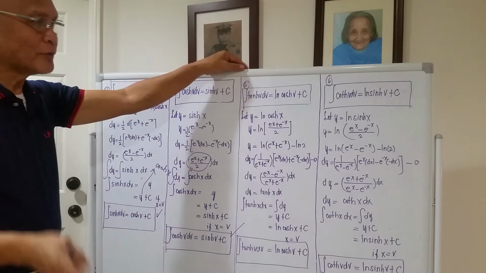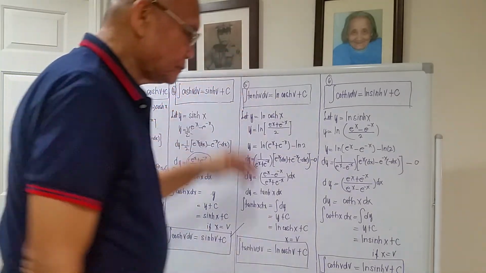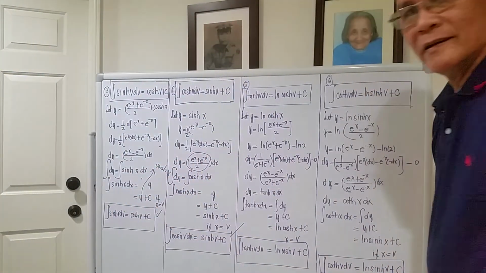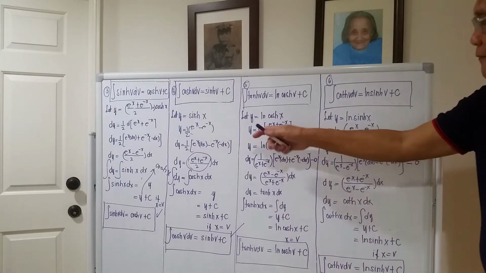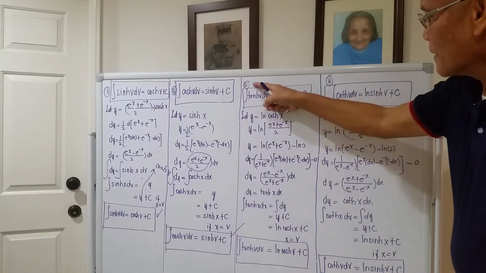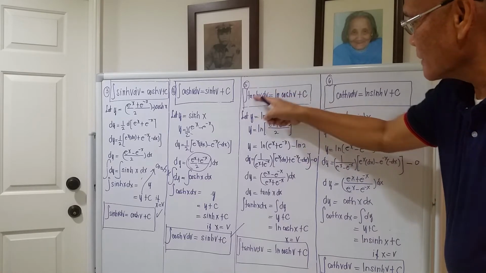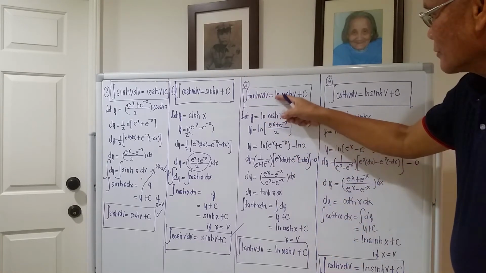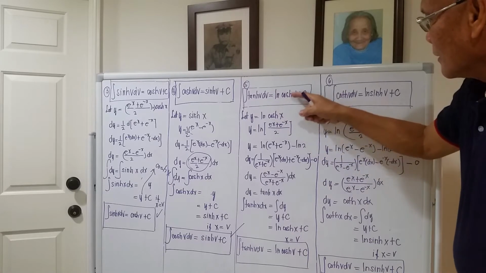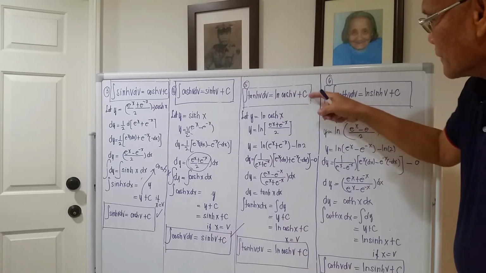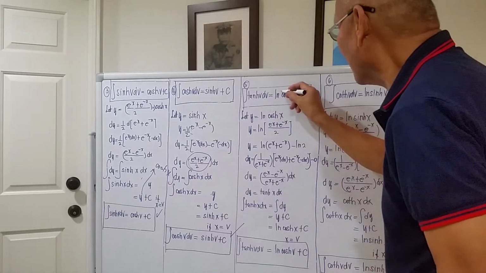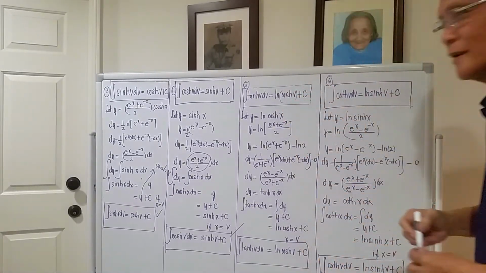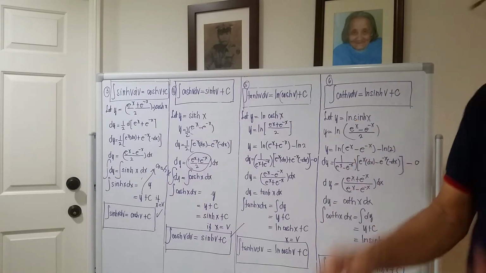Okay, let's proceed with formula number 5. The integral of hyperbolic tangent of b db is equal to the natural logarithm of hyperbolic cosine of b plus c. This is under natural logarithm already. Okay, let's proceed with the derivation.